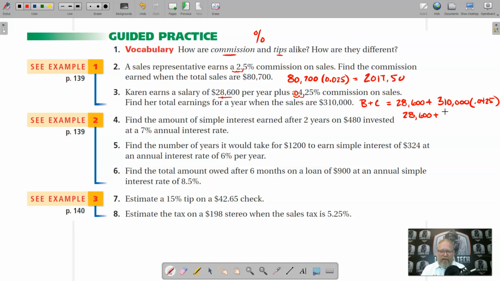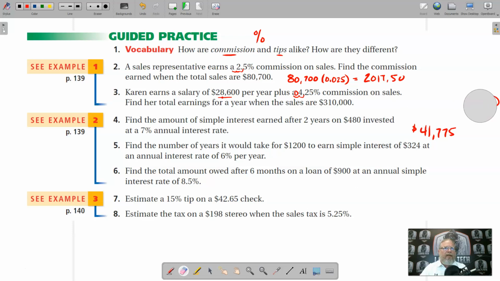310,000. Throw in 3 zeros there. We're going to multiply that times 0.0425. And that's going to be 13,175. Then let's go ahead and add that value to her base of 28,600. And that will give us a total of $41,775.